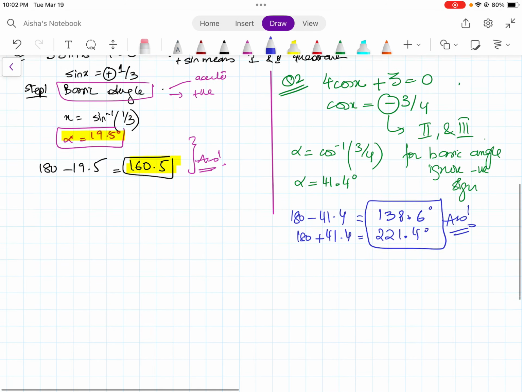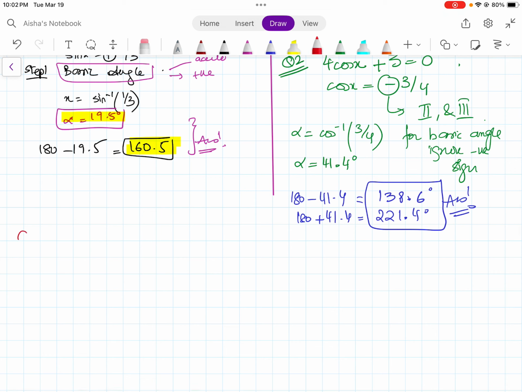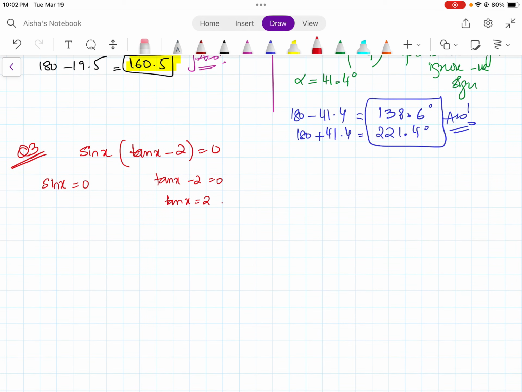Okay? Alright, now next. For example, if you get sin x tan x minus 2 equals 0. Now, there are two possibilities. Sin x equals 0, or tan x minus 2 equals 0, so tan x equals 2. Now you have to remember one thing. These are a couple of pointers which are very important.